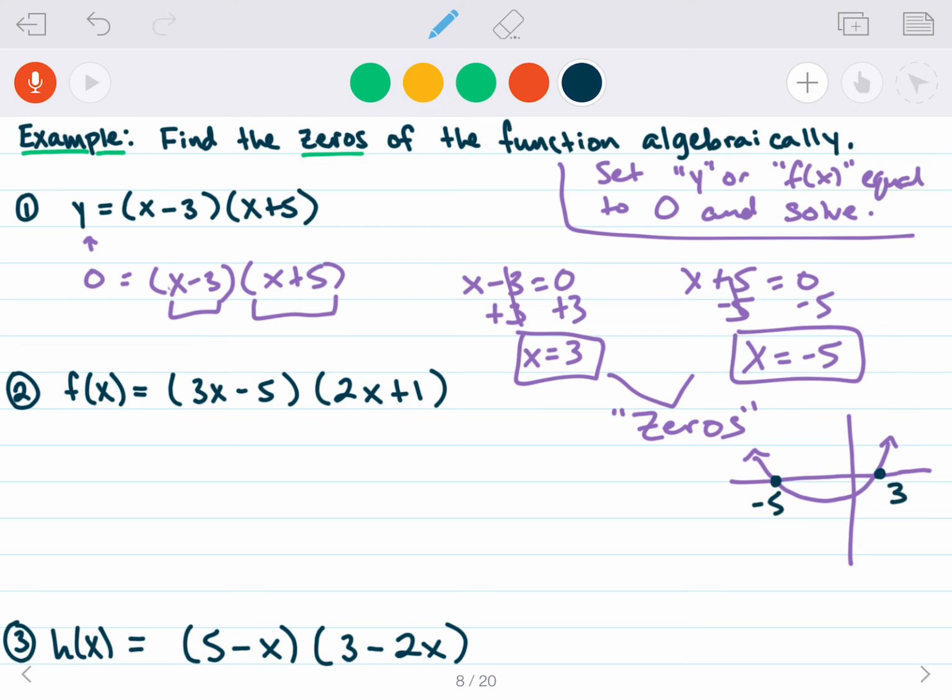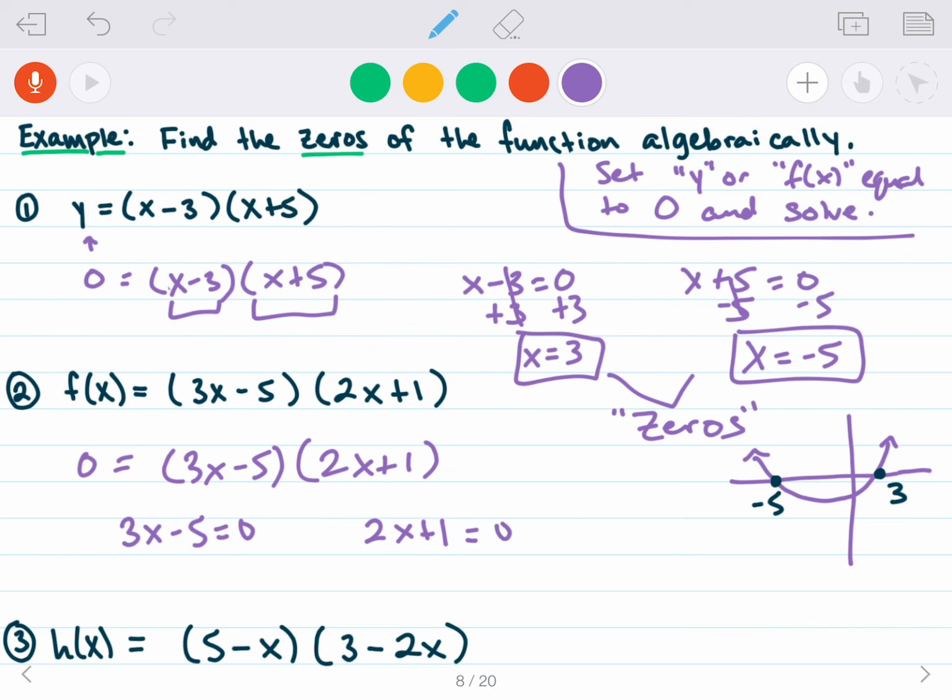So now that we know the process, this is going to be simple. This is acting like our y value. So we have 0 equals 3x minus 5, 2x plus 1. All we're going to do is set each of these factors equal to 0, and solve for x. That's how we're going to get our zeros. So 3x minus 5 equals 0, and 2x plus 1 equals 0. Let's go ahead and solve for x for each of these.